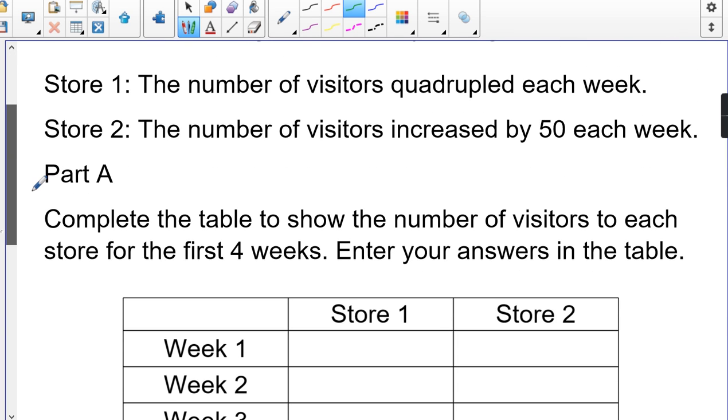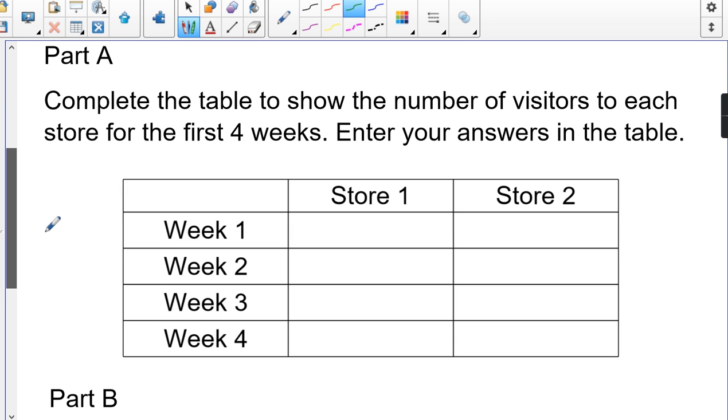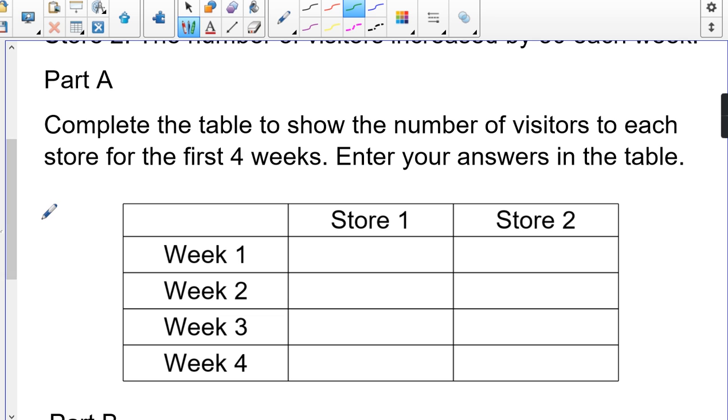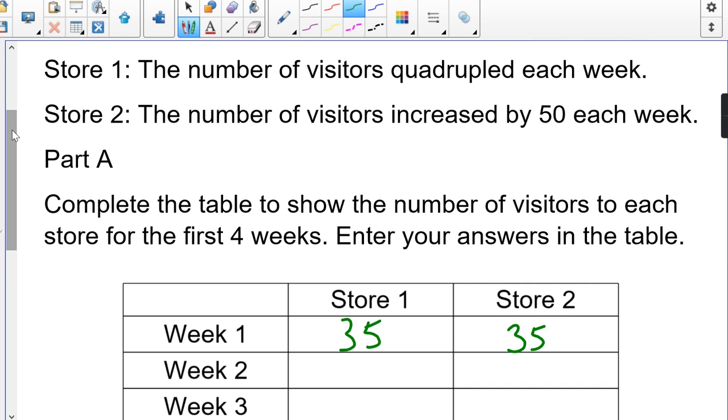Let's see part A. Complete the table to show the number of visitors to each store for the first 4 weeks. So at the end of week 1, we said there were 35. So store 1 and store 2 both had 35 customers in the first week. But then it changed, okay? It says for store 1, the number of visitors quadrupled each week.